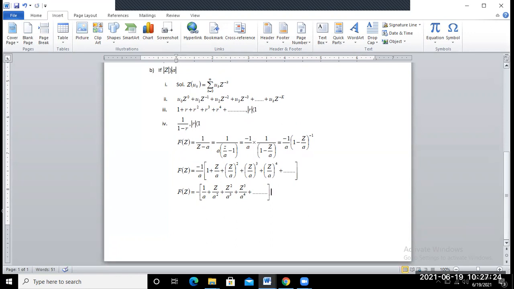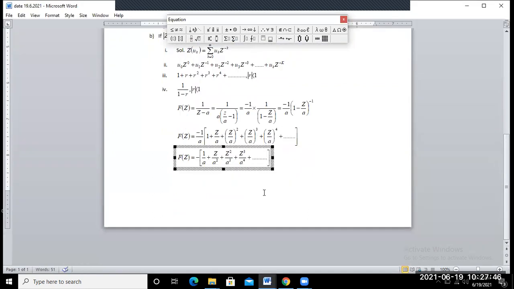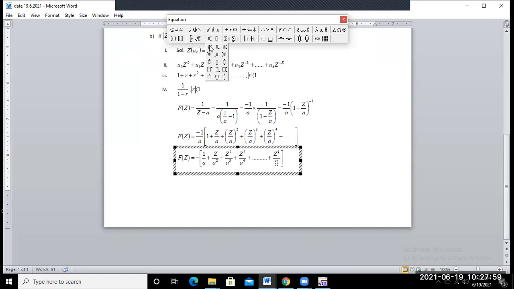So the coefficient of z to the power k: we expand this one up to z to the power k, so it becomes z to the power k divided by a to the power k plus 1. Go in this way.